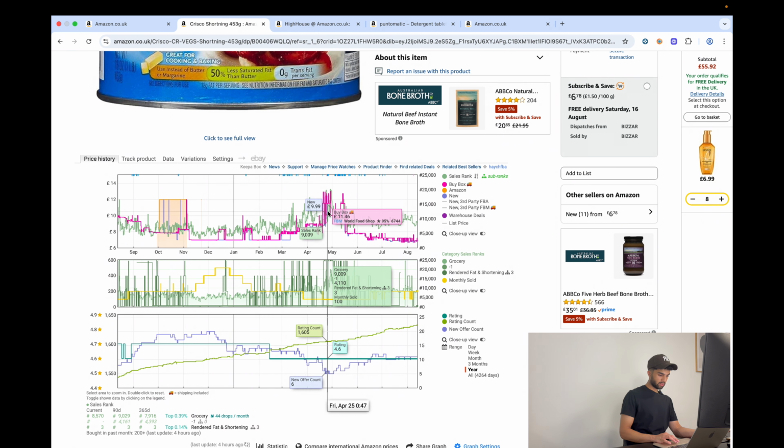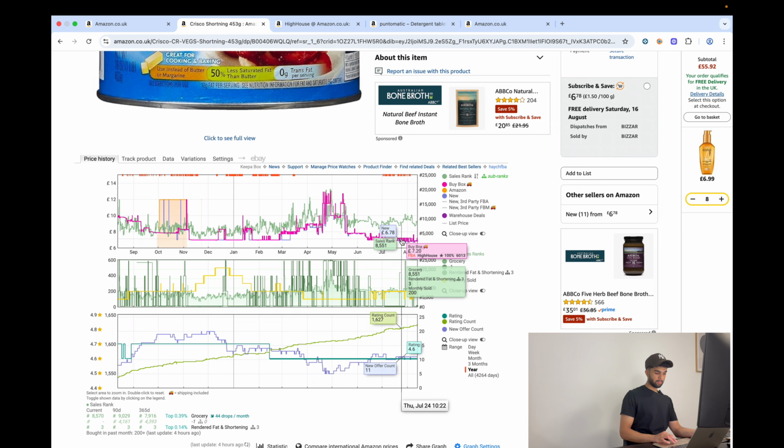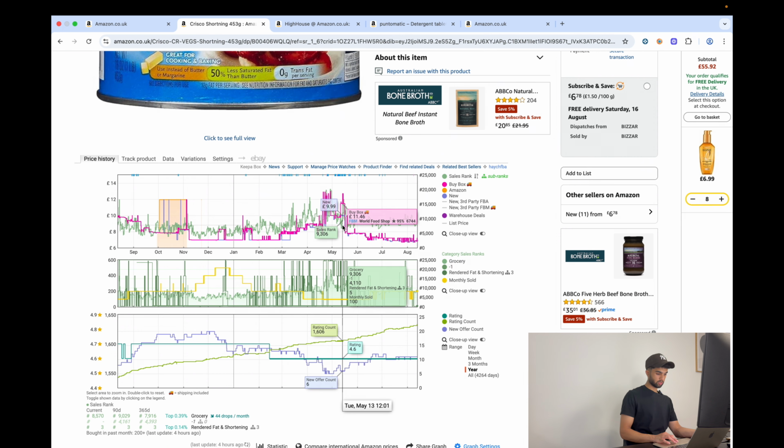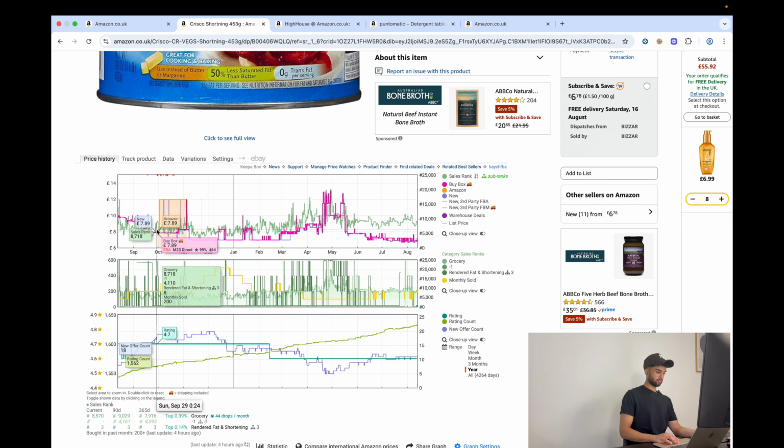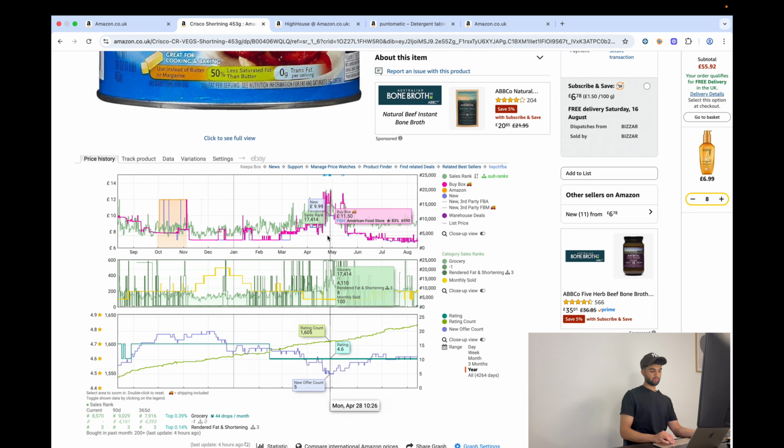Now we've got to see here, why did this price point increase? It's probably because High House ran out of stock between March and May. Let's have a look. No, they were just, yep, exactly. They weren't there because they were in stock here. Yeah, so they ran out of stock.